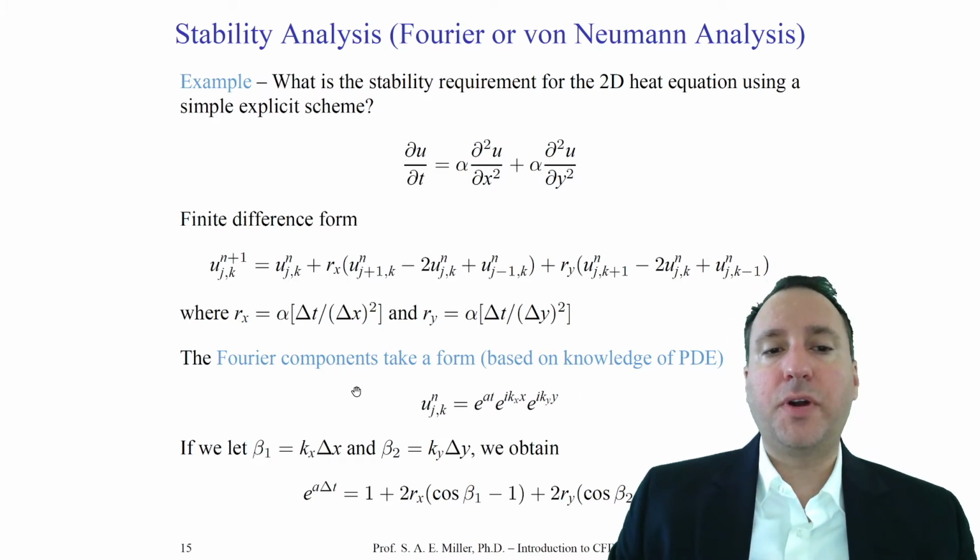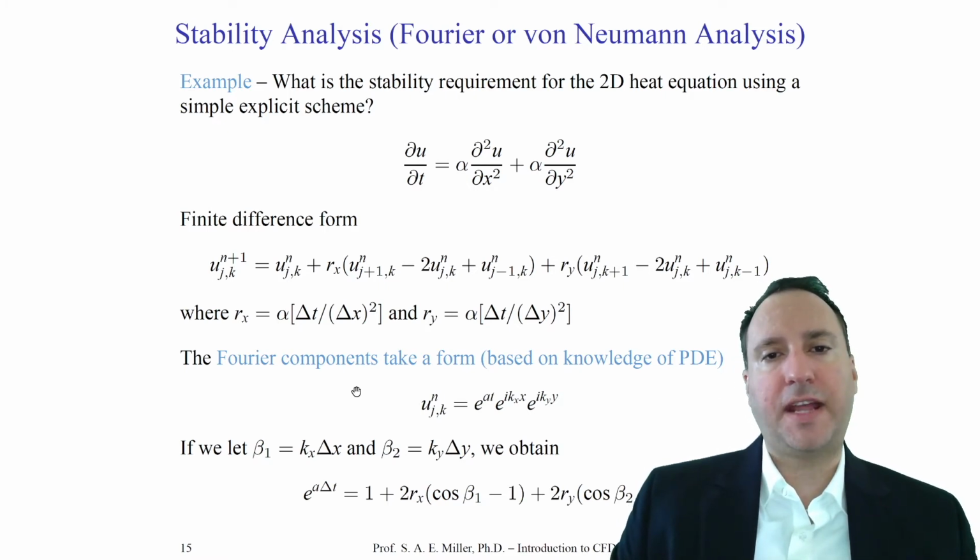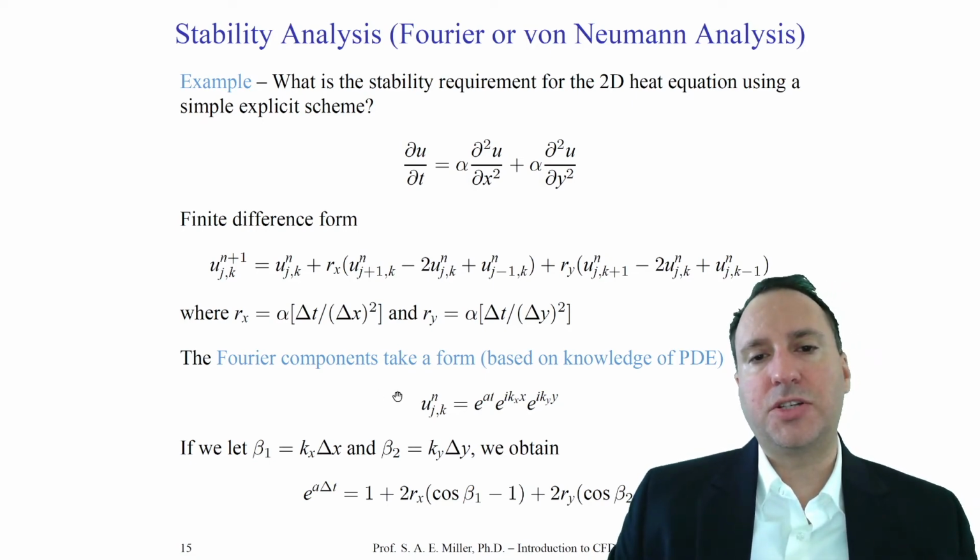Now, based on our knowledge of the analytical solution of this PDE, and this is our choice, we'll write the Fourier components, which can be used to find analytical solutions, as u at some particular grid point jk at time level n, going as e to the a n times e to the i kx x times e to the i ky y. So now we have two wave numbers, kx and ky. A is a coefficient that has to do with the growth with respect to time.